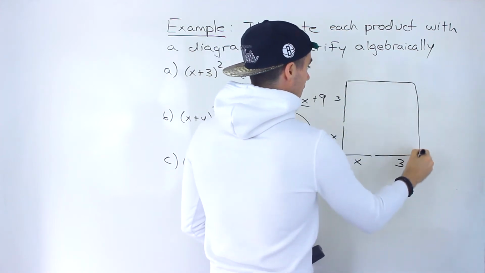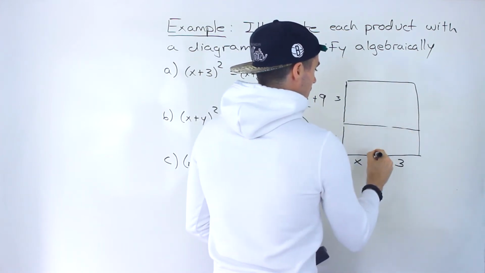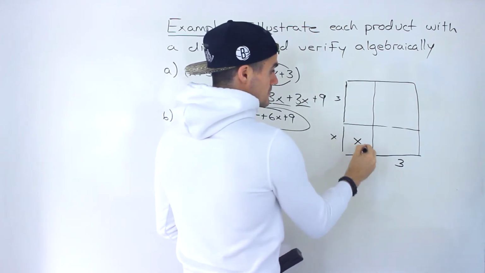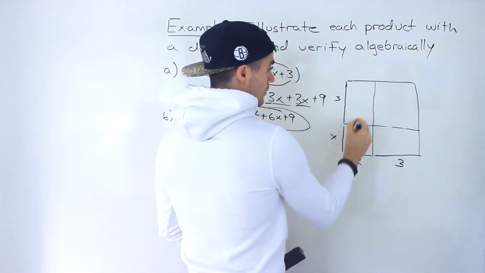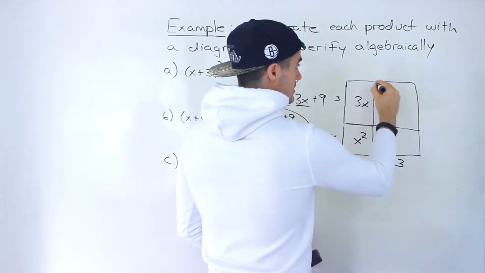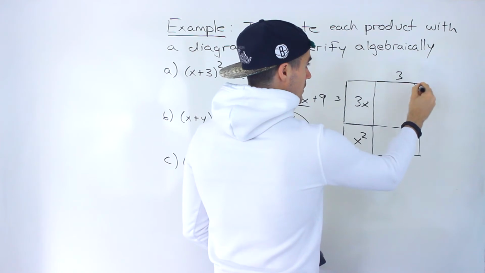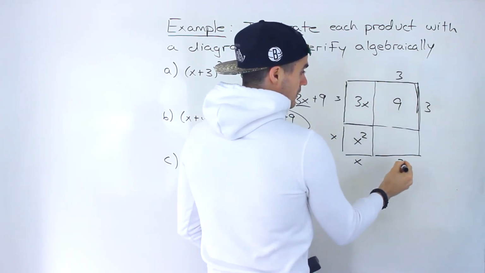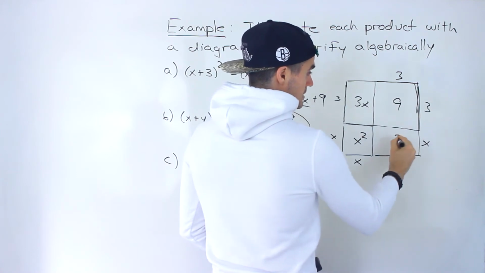And then we create the same thing. Again, it doesn't matter because we're still multiplying here, x times x, x squared. 3, this is x here, right? So that's going to be 3x. This here is 3. This here is 3. 3 times 3, that's going to give us 9. 3 times x, that's going to give us 3x.